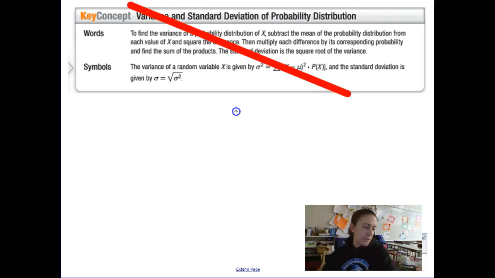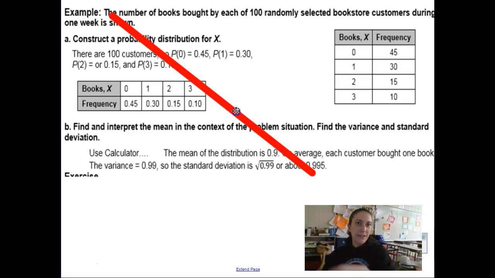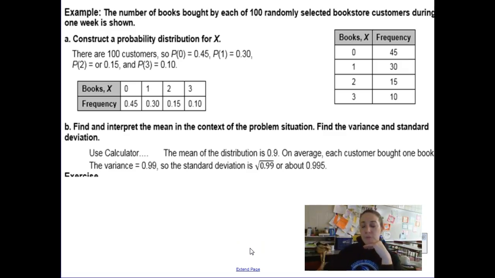Probability distribution for this book question. There we go. All right, I'm going to delete that. So this is on your notes. Let's take a look. It says the number of books bought by 100 randomly selected bookstores. Okay.